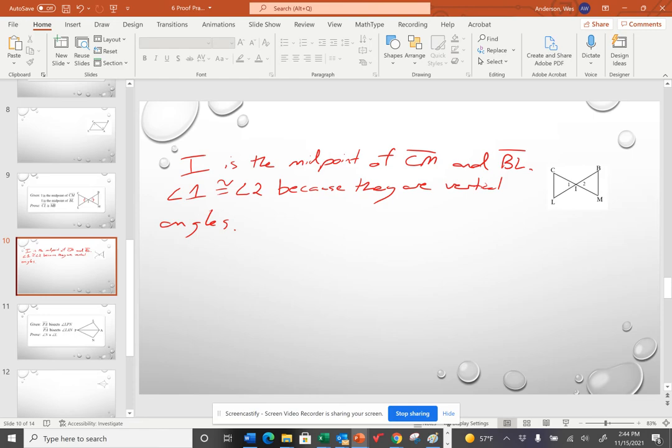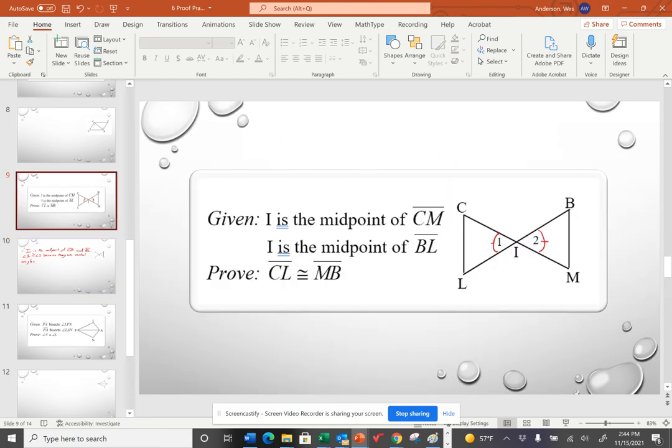Now here's the tedious point. Yes, we do know I is the midpoint of these two segments, which means it cuts these segments in half. So CM, that I is the midpoint of that. So that means this is congruent to that. And since I is also the midpoint of BL, that means this right here is also congruent to this, but you have to list that. So we have this statement, but you have to use it to say the sides are congruent.